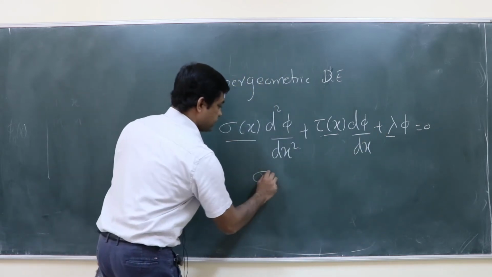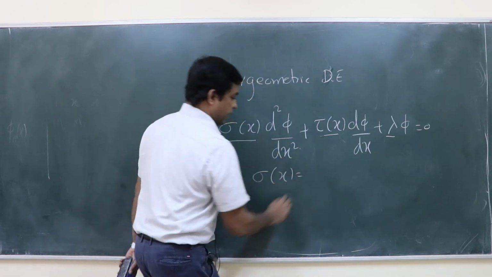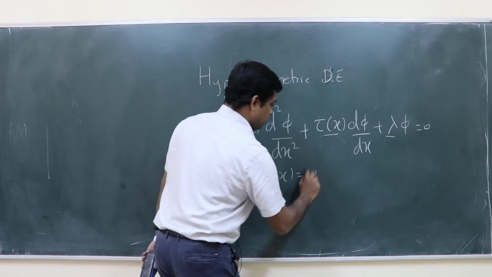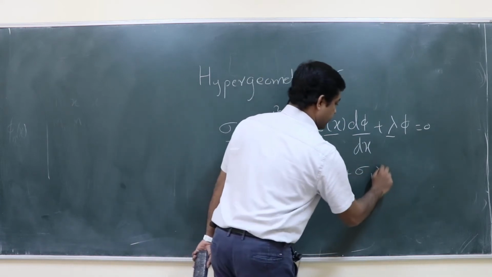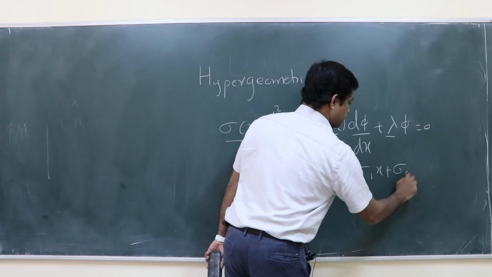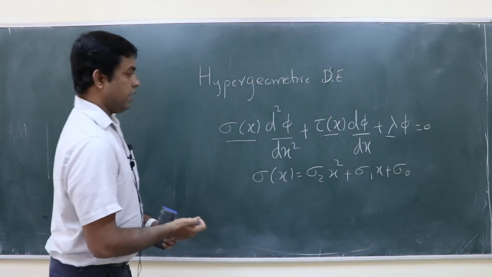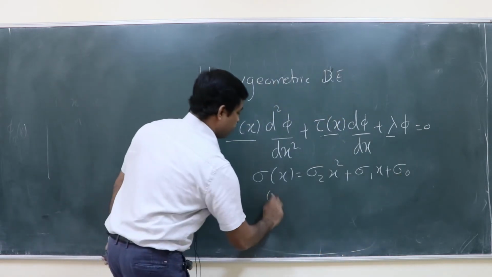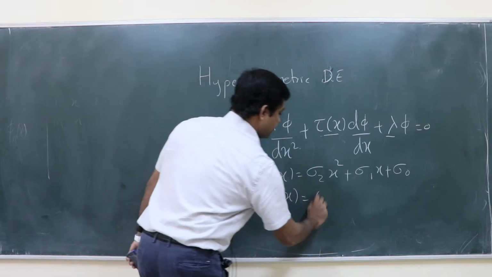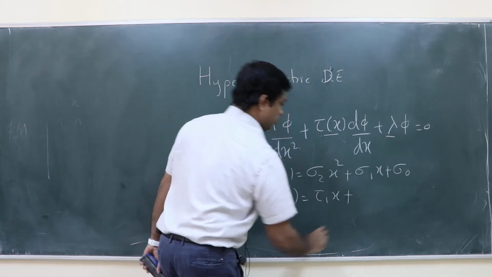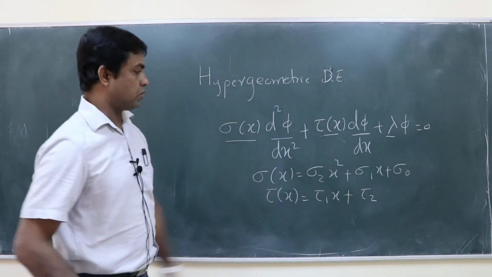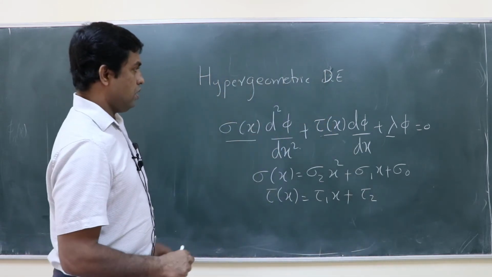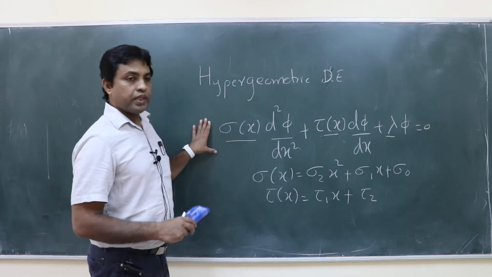So sigma of x, you can write as sigma 2 x square plus sigma 1 x plus sigma 0, and tau of x you can write as tau 1 x plus tau 2, and lambda is a constant. So this is basically the hypergeometric differential equation.